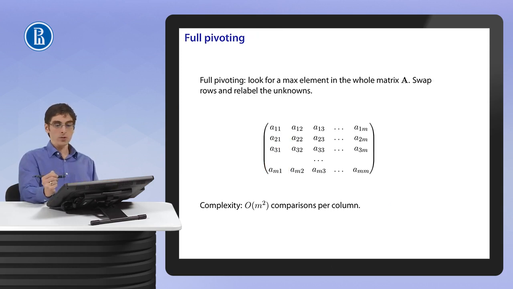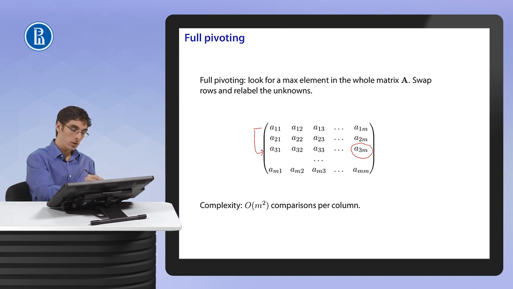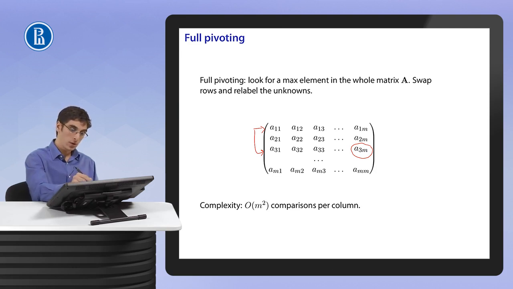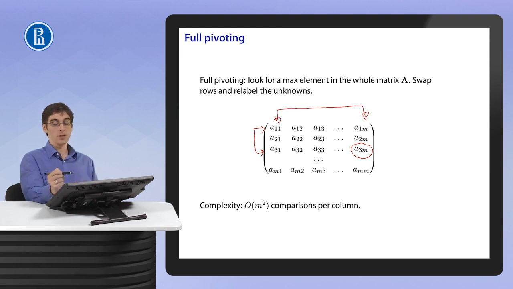One other possibility is the so-called full pivoting. Here you look for the element with the maximum absolute value across the whole matrix. So for example, if it's this A3M, not only do you swap the first and third equation, you also relabel the unknowns, which amounts to swapping the first and the last columns of the matrix.